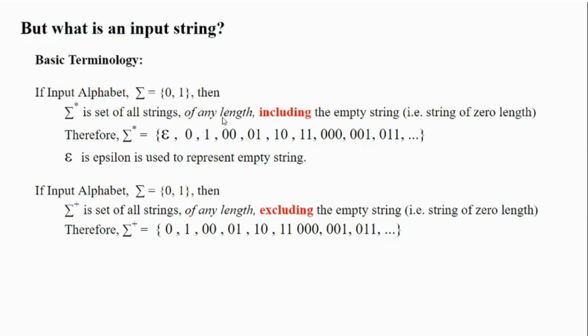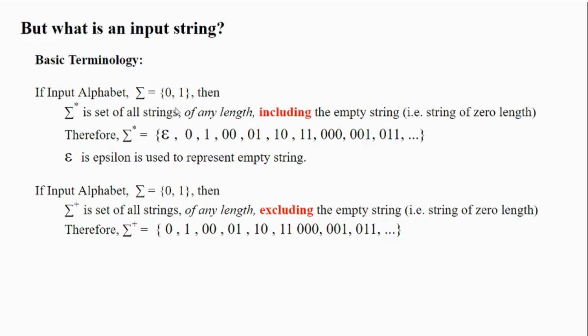So the length of the string could be 0, 1, 2, 3, 4, so of any length including the empty string, as I mentioned here. So the length could be 0. So the string of 0 length is also included in sigma star. So what is sigma star? Sigma star is a set of all strings of any length. Therefore sigma star will include the string of 0 length, which is represented by epsilon. So epsilon is used to represent the empty string, or string of 0 length.